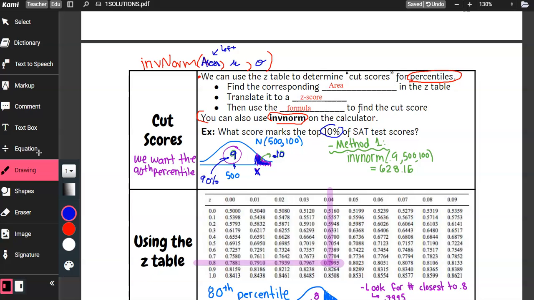So method number 1 is to use the calculator. Inverse normal: you want 0.9, comma 500, comma 100, and you should get that the cut score is going to be 628.16. That's the score you need in order to be in the top 10% of the SAT.